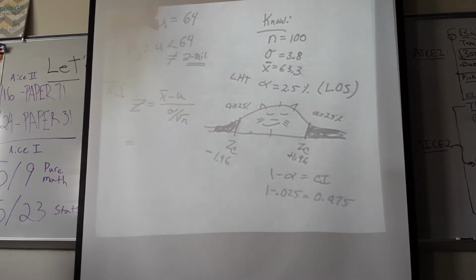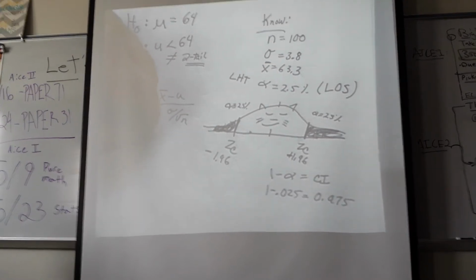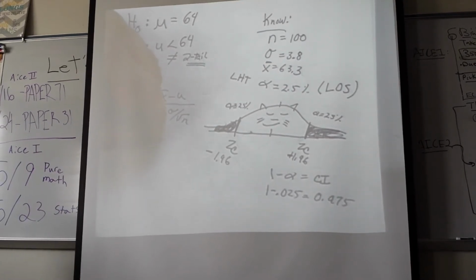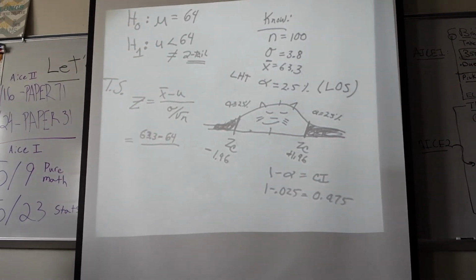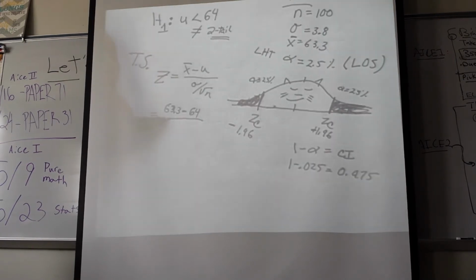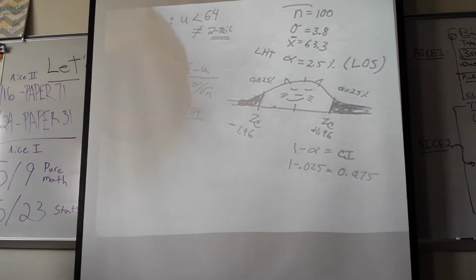All right, X bar is what? 63.3. Minus, what's mu? 64. Over, what's sigma? 3.8. Over 10, or square root of 100. Let's put it all in.